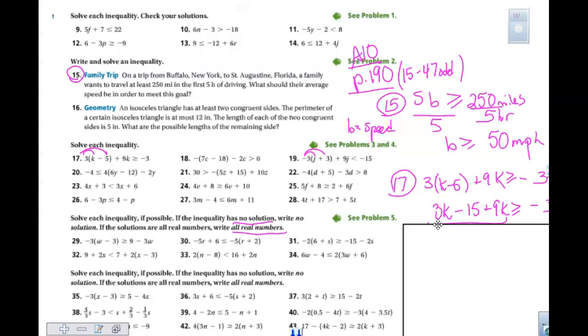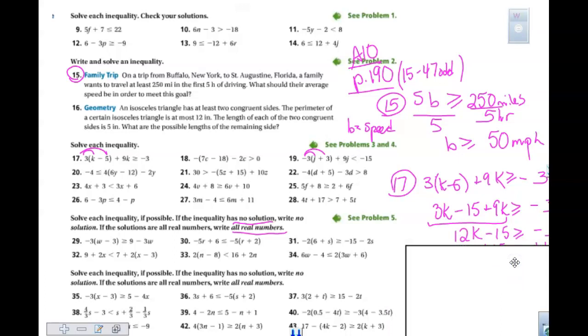We have to add them. And we notice it's a positive 3k and 9k. Now, the biggest mistake, again, that I see people make is they'll put a minus 3k and a minus 3k. They're on the same side of the equal sign. We are combining those. So if I'm looking at that, I get 12k minus 15.